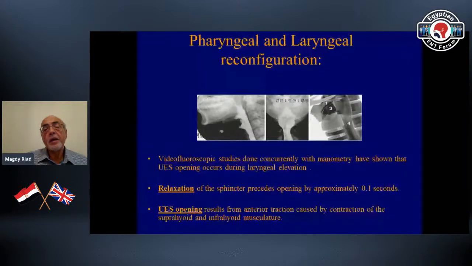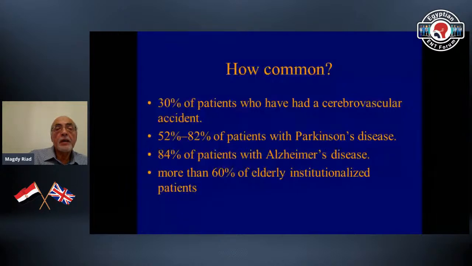Now, how common is aspiration? It's surprisingly common. 30% of the patients who had stroke would have a degree of aspiration. And a considerable number of patients who have other neurological problems like Parkinson's or Alzheimer's would also suffer from dysphagia and aspiration. And in fact, most of the elderly patients who are staying in hospital would have a degree of dysphagia or aspiration as well.